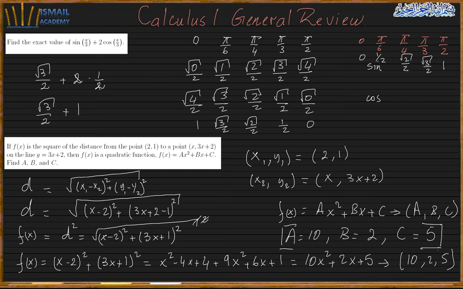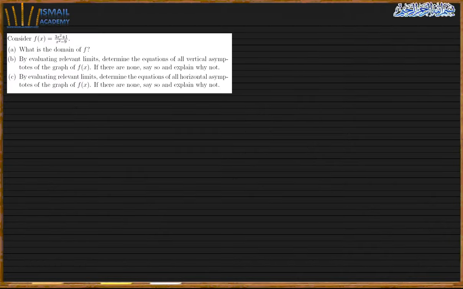Now let's do the next question. Here they ask me for the domain of this function. First thing, I need to know what type of function I have. This is a rational function. The numerator is a polynomial, the denominator is a polynomial. To find the domain, it is the intersection of the domain of the numerator and the domain of the denominator. But keep in mind that the denominator shouldn't be equal to zero.